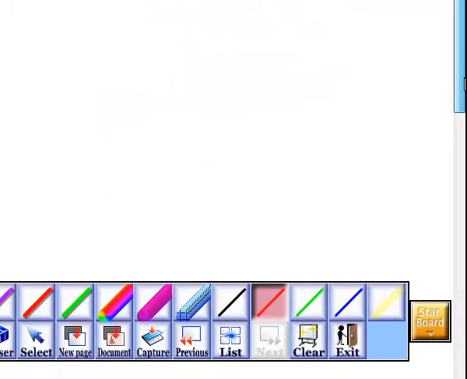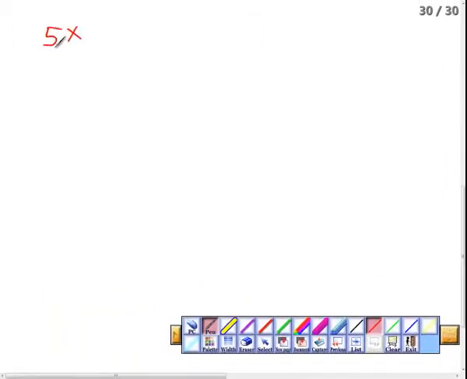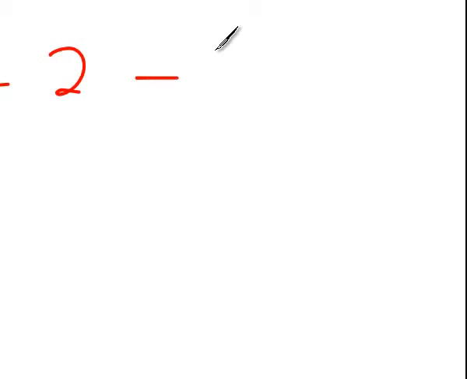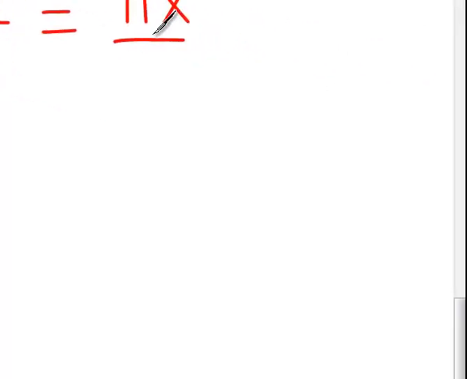Can you do another one of those, please? Yeah, sure. All right, let's try this. Let's say that we have here 5x over 9 plus 2 minus x over 6 equals 11x over 18 plus 1/3. Okay, now here you got a lot of fractions, right?